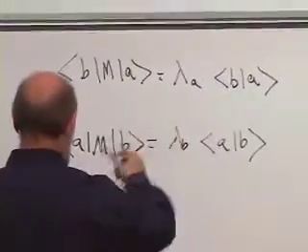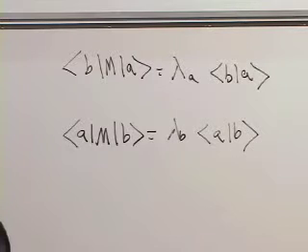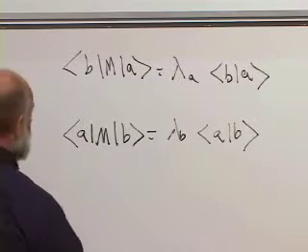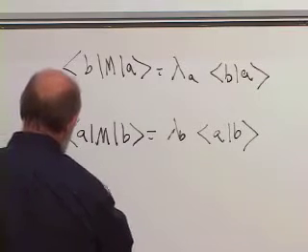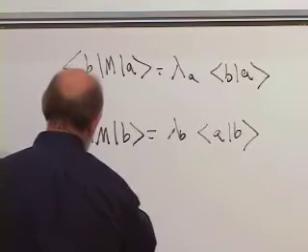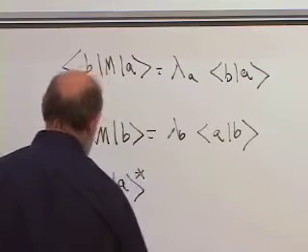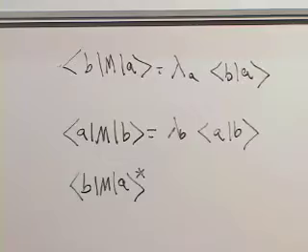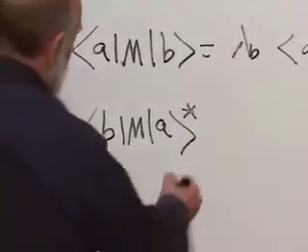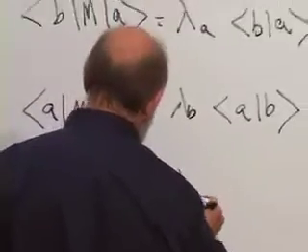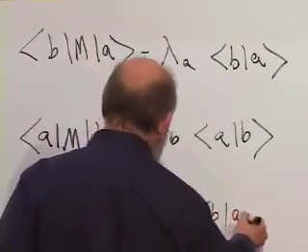We want to take the complex conjugate of one of these equations. Which one should we choose? The second one. This is B M A complex conjugated. Remember, since M is Hermitian, we don't have to complex conjugate it. That's equal to lambda B star times B A.